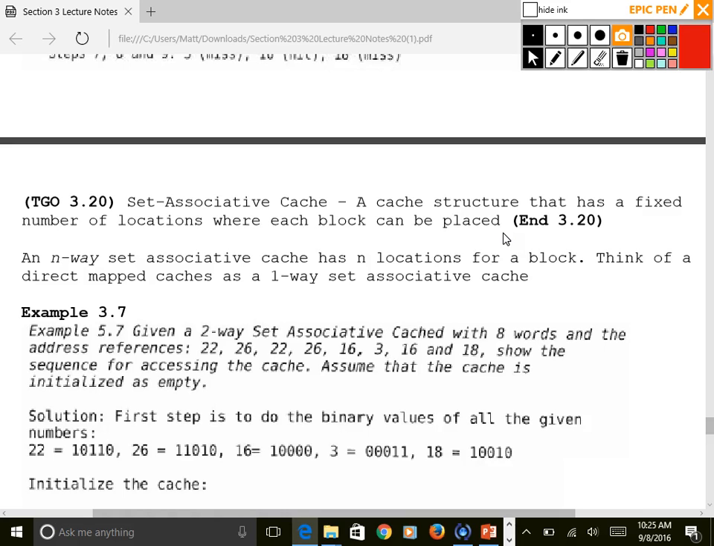and compare the performance. So a set associative cache is formally defined as a cache structure that has a fixed number of locations where each block can be placed. And as I said, an n-way set associative has n locations for each block. So what we're going to see is how that affects the tag and the index.